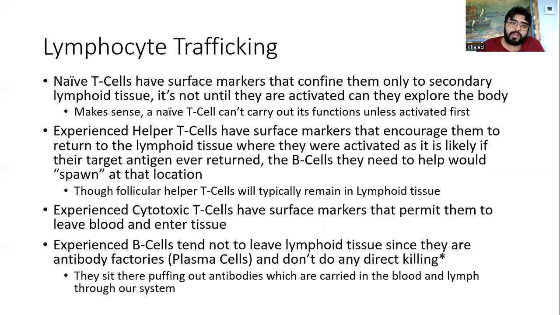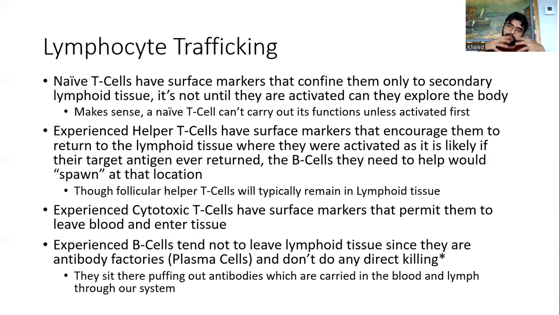So as we wrap up lymphocyte trafficking, naive T cells, before they are ripe to enter the rest of the body, have surface markers that confine them to the lymphoid tissue. That makes sense because you don't want a useless T cell out in the circulation. You want to make sure it gets its dendritic cell help and can become an effector, CD8, and all these things. Same story with helper T cells. But mind you, follicular helper T cells are a specific subclass of CD4 that tend to stay in the lymphoid tissue as opposed to going out in the circulation.